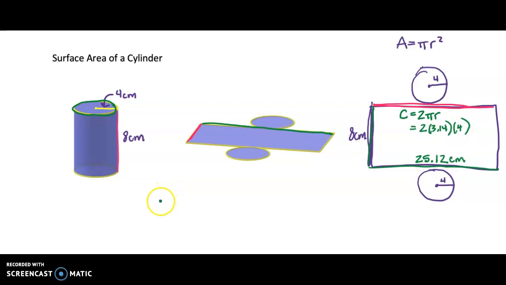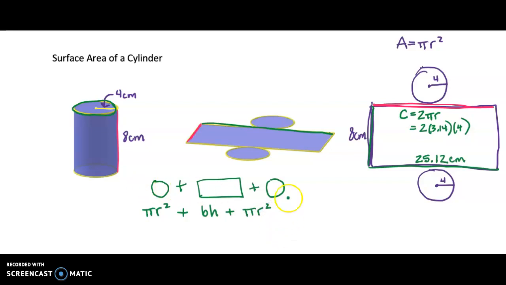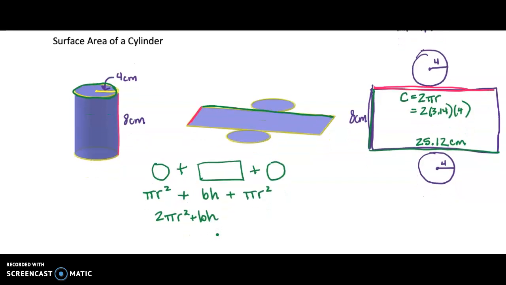So let me show you what I'm going to do. I'm going to put circle plus rectangle plus circle. A circle formula for area is pi r squared. We want to add that to the area of our rectangle, which is base times height or length times width, plus another pi r squared. Well, guess what? These two circles are the same. So do you think I can rewrite it like this? Two of those pi r squareds plus a base times a height? I think so. I think we got that.